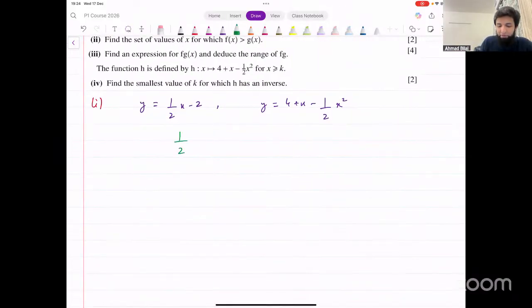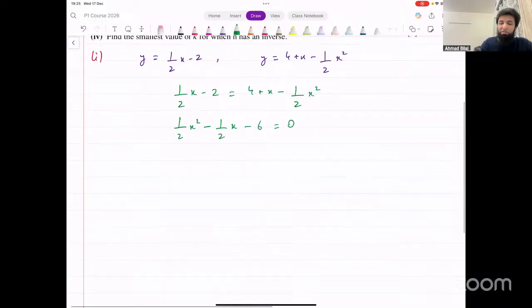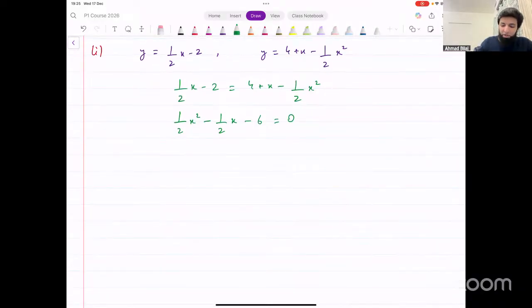What we can do is equate them like this: half x minus 2 equals 4 plus x minus half x squared. Let's simplify this, take everything to the left side, and that will give me half x squared, half x minus x from the other side becomes minus half x, and then minus 2 and minus 4 from the other side becomes minus 6 equals 0. I can multiply the whole thing by 2 to get rid of the fractions. That will give me x squared minus x minus 12 equal to 0.